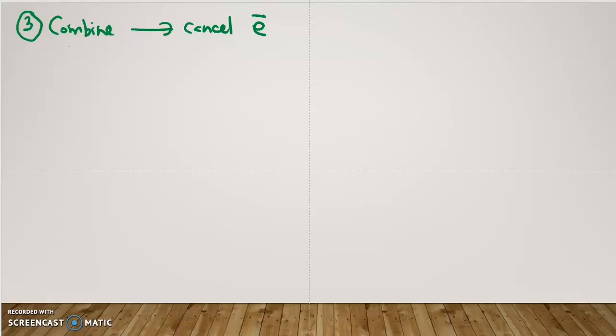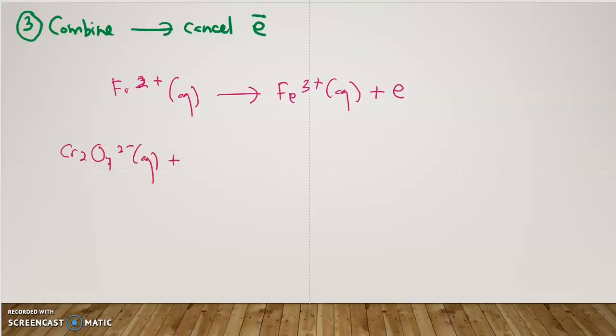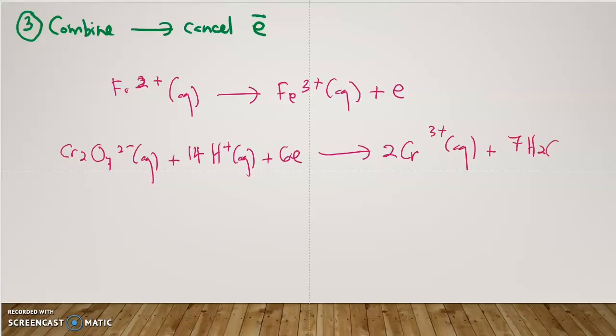So the first equation is Fe2+ become Fe3+ plus electron, and the second one is Cr2O7 plus 14H+ plus 6 electron produce 2Cr3+ plus 7 water. Alright, so this is how we can combine.